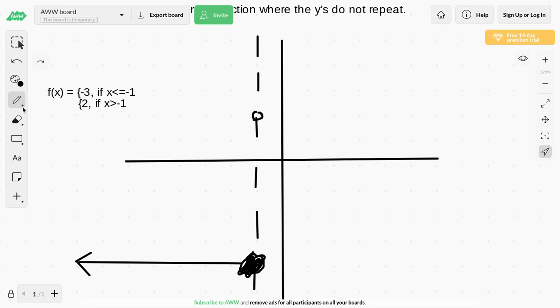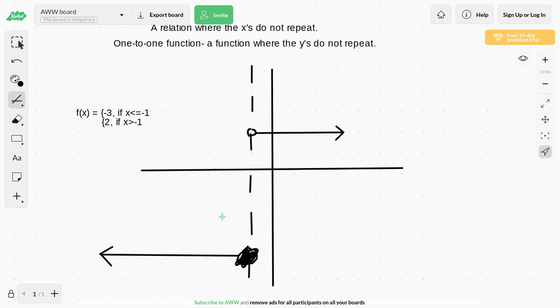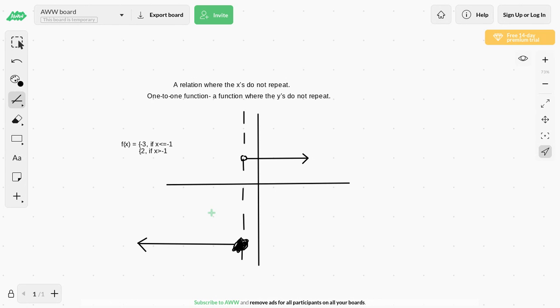Okay, that was terrible. Let's take our line tool out. Okay, so it goes this direction, like this. So this is your completed piecewise function. You have your imaginary line, and if you want, you can get rid of it. It really doesn't matter. But I'll just get rid of it. So this is the completed piecewise function of f of x is equal to -3 if x is smaller than or equal to -1, and 2 if x is bigger than -1.